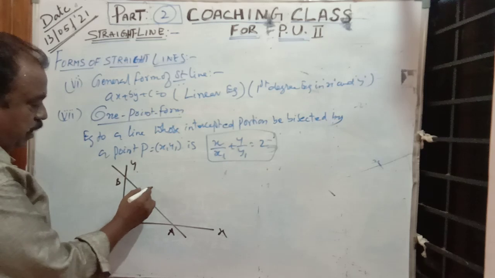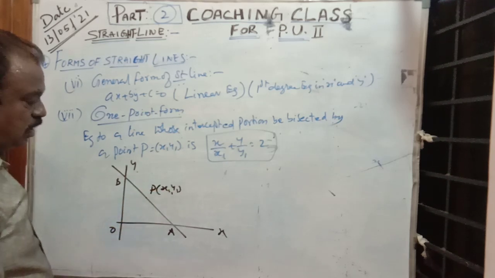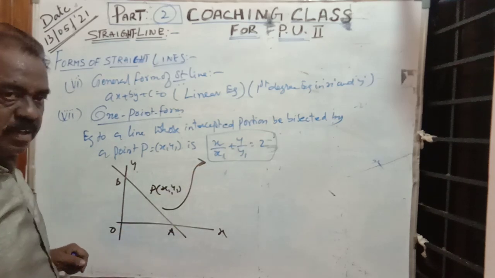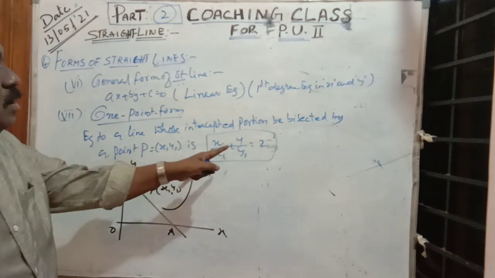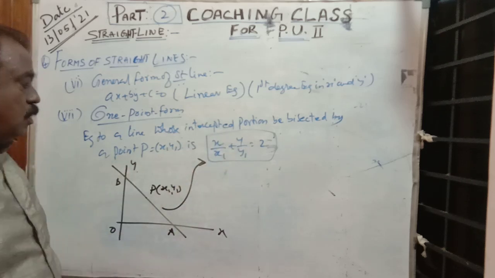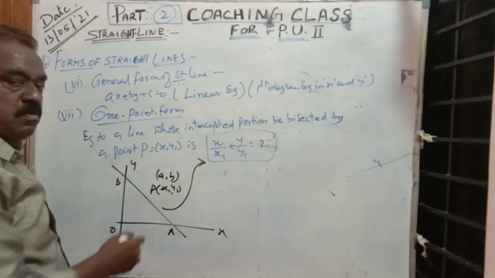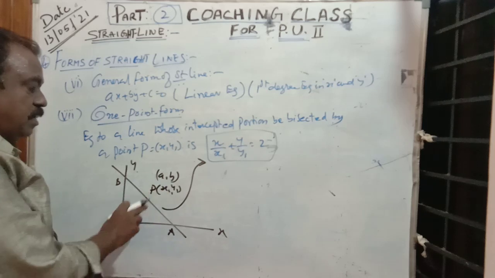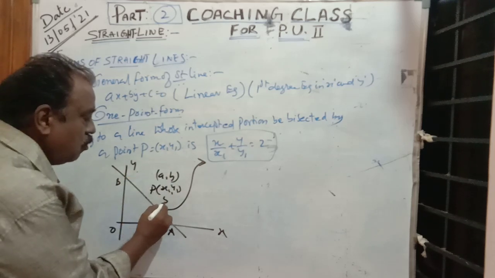This portion is bisected by P, x1 comma y1. At that time, its equation is this one. So its equation is x by x-intercept plus y by y-intercept is equal to 2. Suppose this is a comma b. x1, y1 is a constant, not variable. x1 comma y1, x2 comma y2, a comma b, h comma k, 5 comma 6, like that.